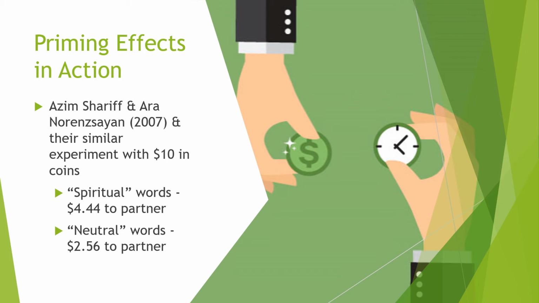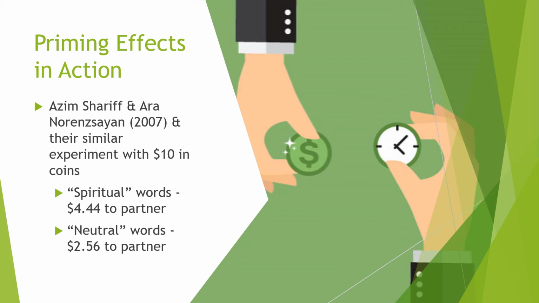And what Sharif and Norenzayan found was that the words people were primed with had a pretty heavy impact on how they eventually split the money that they were potentially going to be given. For those that were seeing the spiritual words, the vast majority of them split the money pretty much down the line, to where the partner out of the $10 got around $4.44 on average.